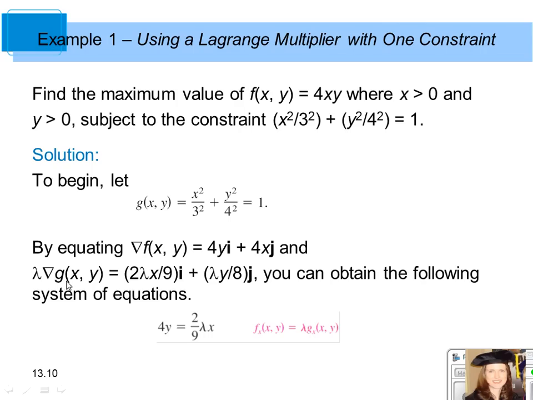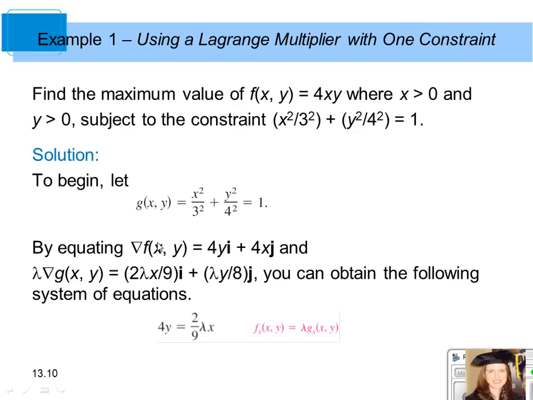And the gradient of the g of xy function is going to be the partial derivative with respect to x, that's going to be 2 over 9 x. The partial derivative with respect to y would be 2 over 16 y, or y over 8. And we're going to multiply that gradient by that Lagrange multiplier, that lambda. So we get our equation, the gradient of f equals lambda times the gradient of g.